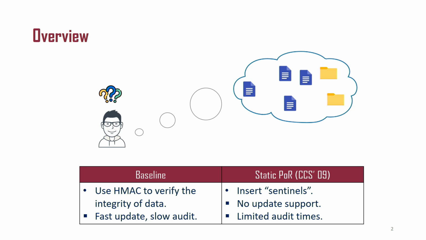Proof of retrievability, proposed by Juels and Kaliski in 2007, enables the client to store data blocks with a cloud server so that later the server can prove the possession of all data in a very efficient manner. Its mechanism is to insert sentinels into random positions in the database. For each audit request later, a portion of the inserted sentinels are used to verify. This first POR design is static, which means it doesn't support update. And the number of audit times is limited.